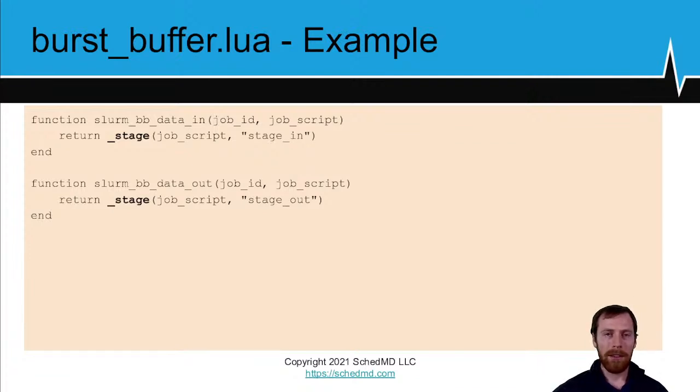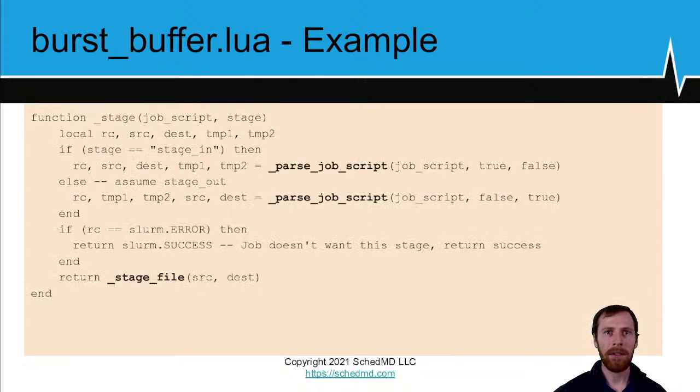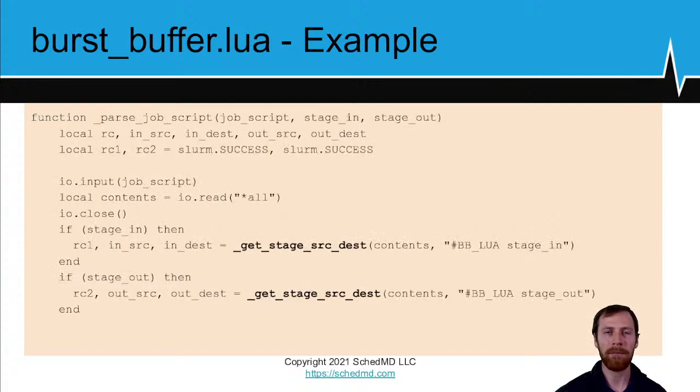I've implemented these data_in and data_out functions, which are called when the job is pending and when the job is completing. What those do is they parse the job script to get the source and destination files, and then it calls this function stage_file. All that's going to do is copy a file from point A to point B. And so I'm going to show these functions in bold next.